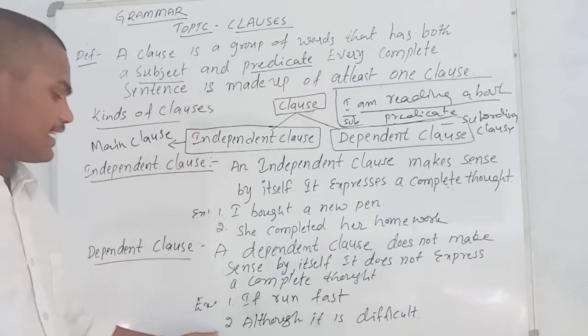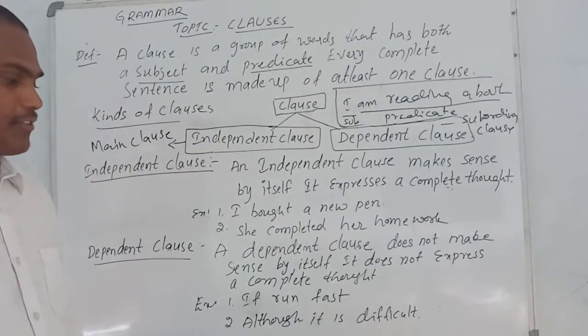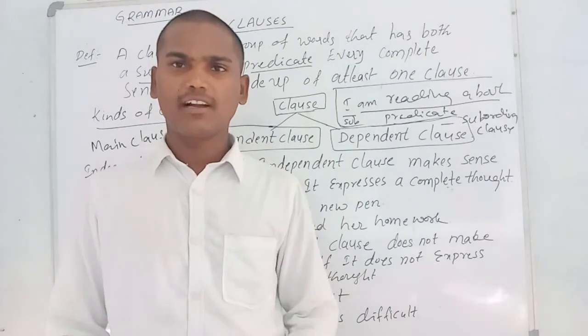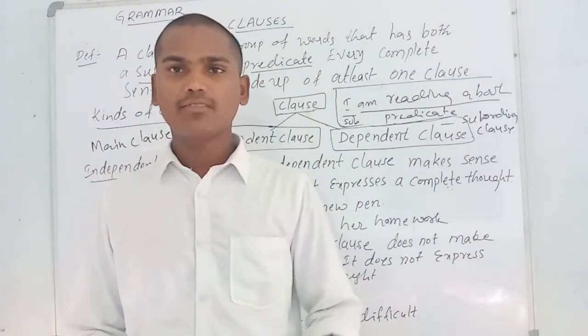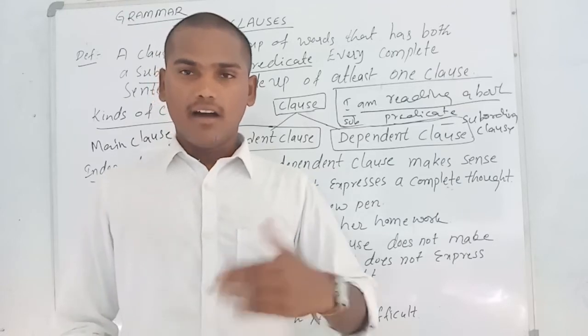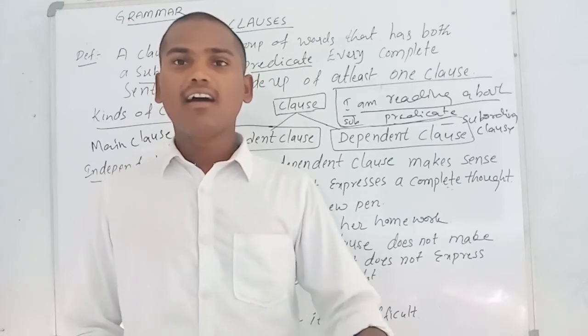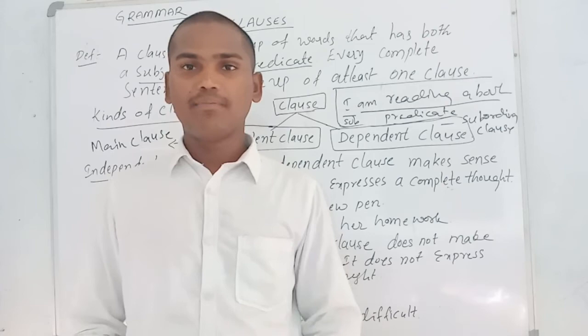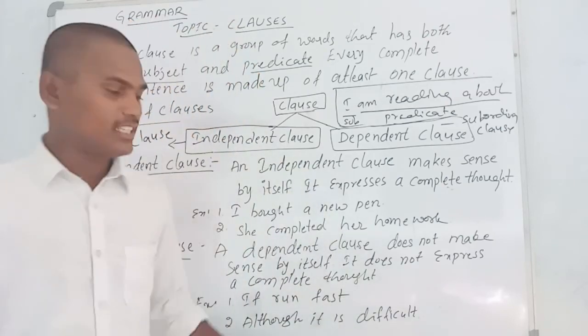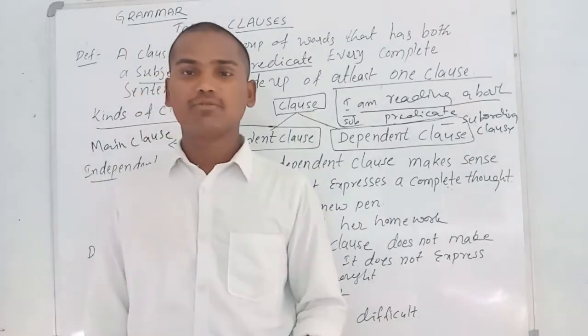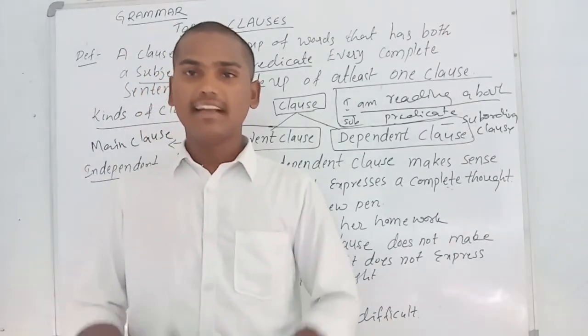So next, second example: although it is difficult. Of course, it is so difficult. So what will happen then? Are you willing to do that work, or are you giving up? So what are we understanding through the sentence? These kinds of incomplete sentences we call dependent clauses in English.